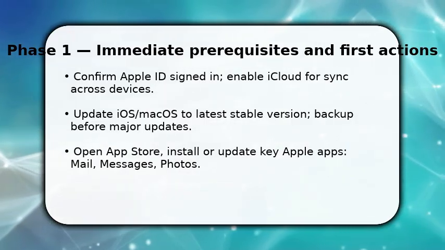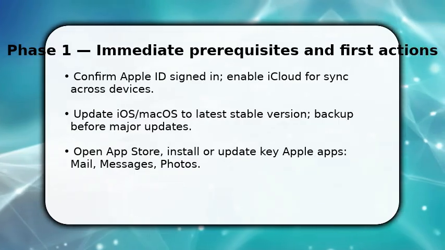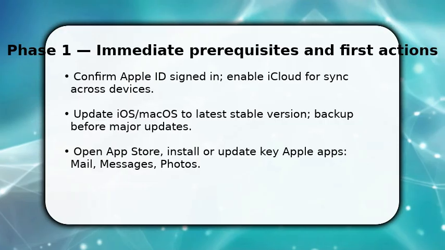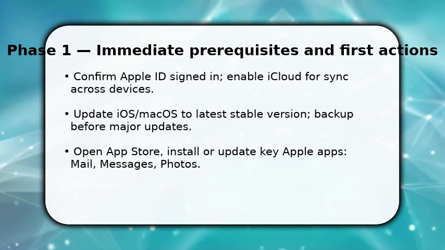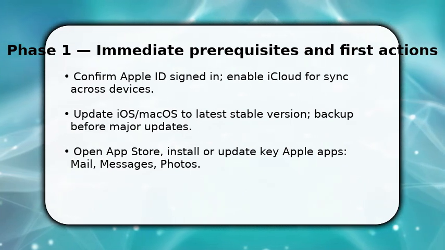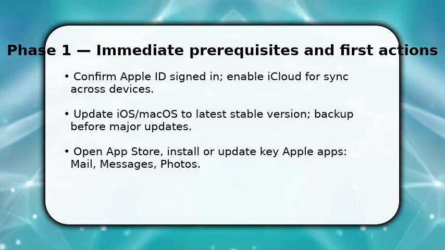Now open the App Store and install or update core Apple apps like Mail, Messages, and Photos so you have the same baseline tools. This initial alignment reduces friction later and prevents settings conflicts when you proceed to configure each app. Next, you configure each app for daily use.